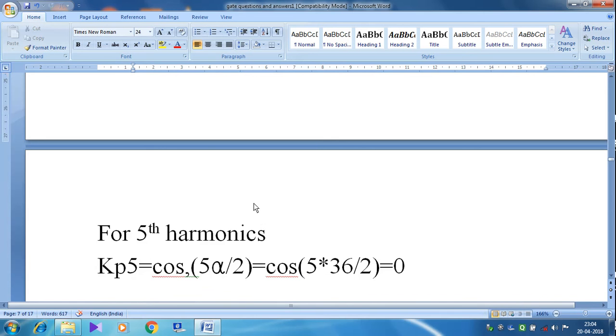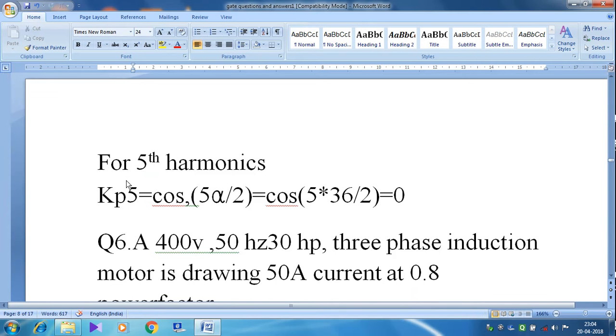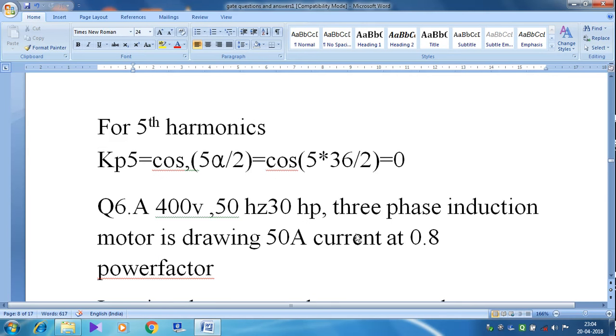How is it possible? We can find out the solution. For fifth harmonic, the pitch factor Kp5 is equal to cos(5 alpha by 2), which is equal to cos(5 into 36 by 2). So here that is cos 90, which is equal to 0. Therefore, the fifth harmonic component totally becomes 0.